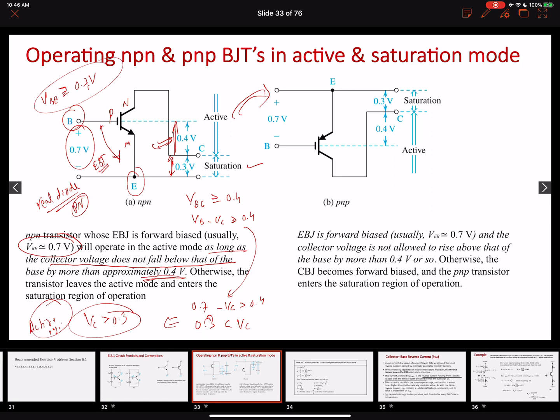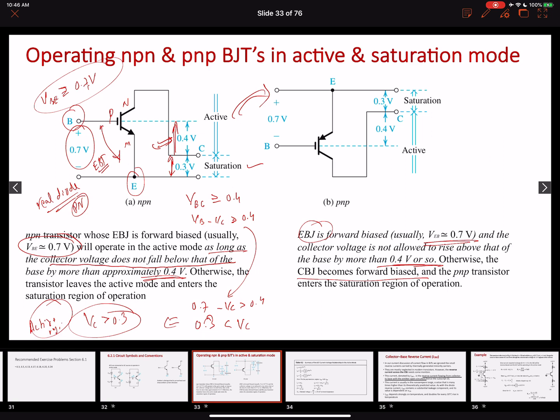Okay, similar analysis can be done for the saturation mode over here, where our emitter to base junction is forward biased and our collector voltage is not allowed to rise above that of the base by more than 0.4 volts. Because when that happens, our collector to base junction becomes forward biased and the PNP transistor will move from the active region into the saturation region.